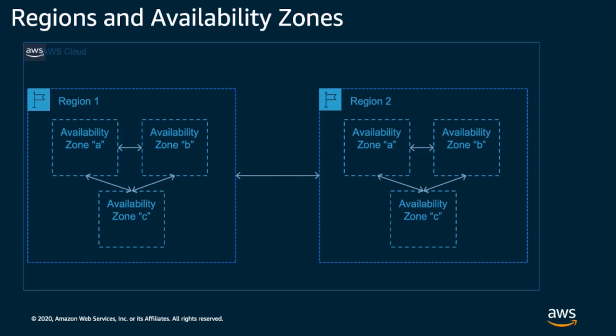Each availability zone has independent power, cooling, and physical security. All these availability zones are connected with the Amazon backbone network, which provides very high bandwidth, ultra-low latency, and fully redundant networking. Whatever traffic flows between these availability zones is encrypted. So that is the concept of an availability zone and a region.